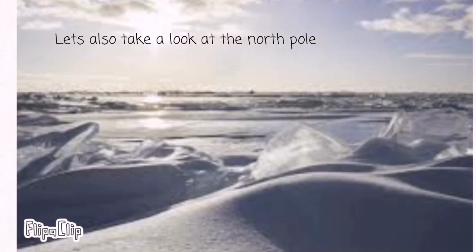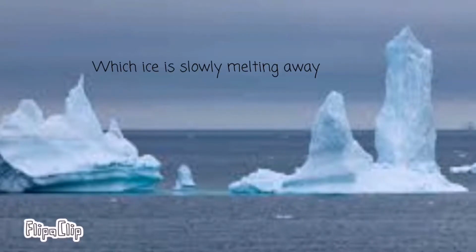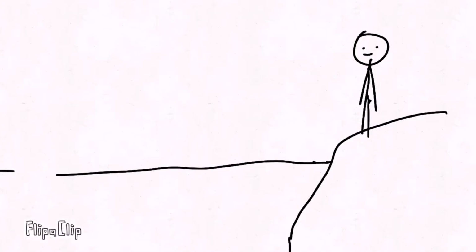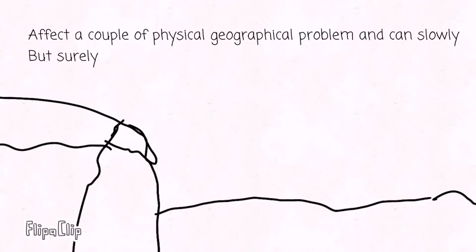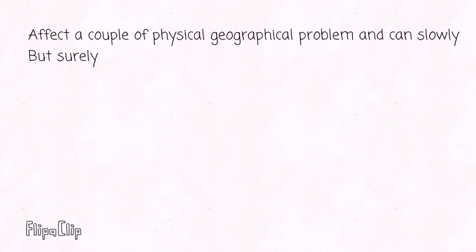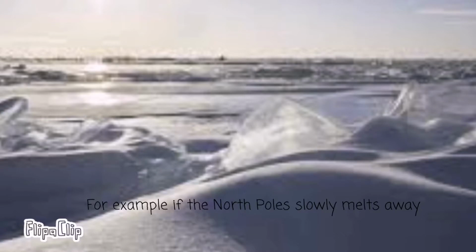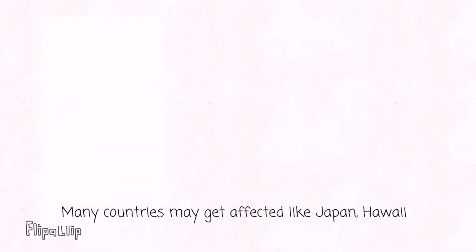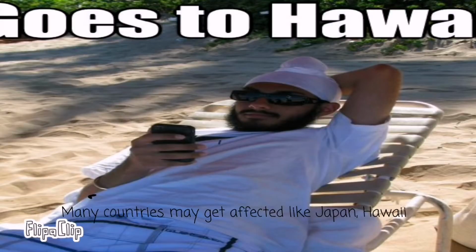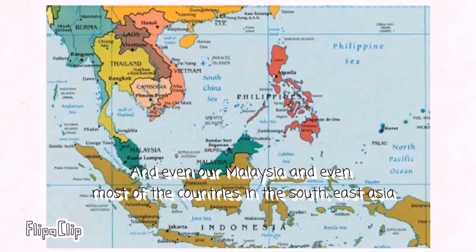Let's also take a look at the North Pole, where the ice is slowly melting away. It can change sea level, affect a couple of physical geography problems, and can slowly but surely destroy naturally occurring habitats and agricultural areas too. For example, if the pole slowly melts away, then many countries may get affected like Japan, Hawaii, and even our Malaysia and most of the countries in Southeast Asia.